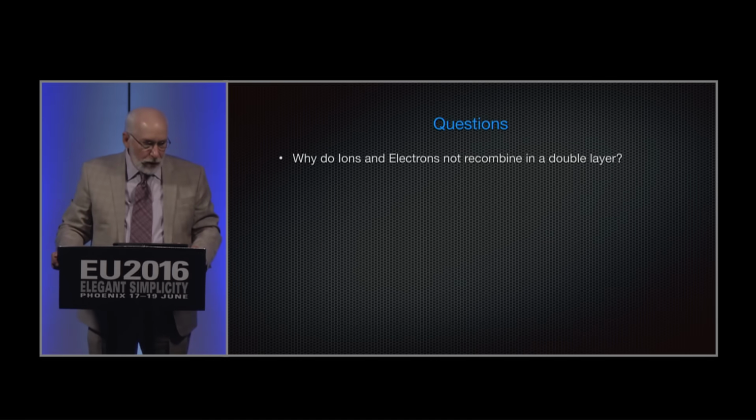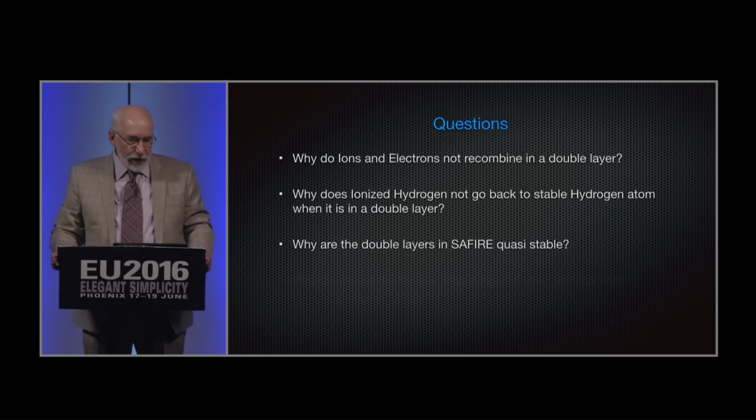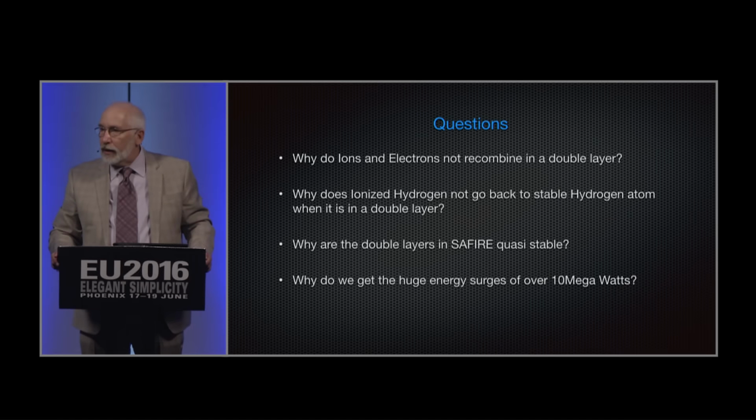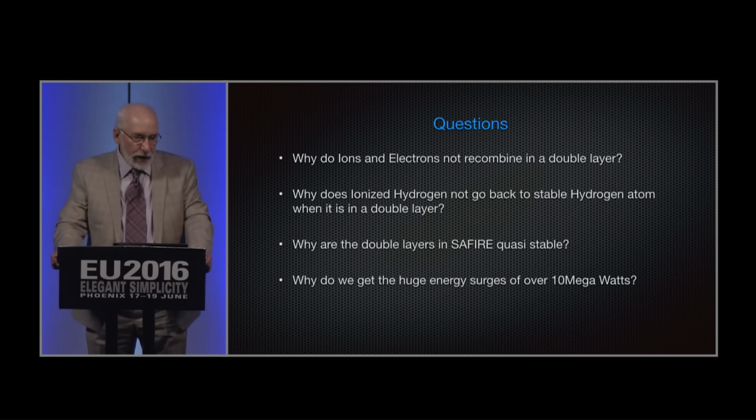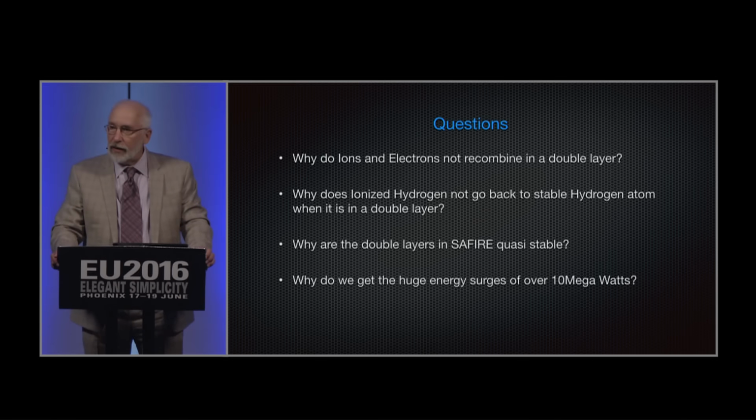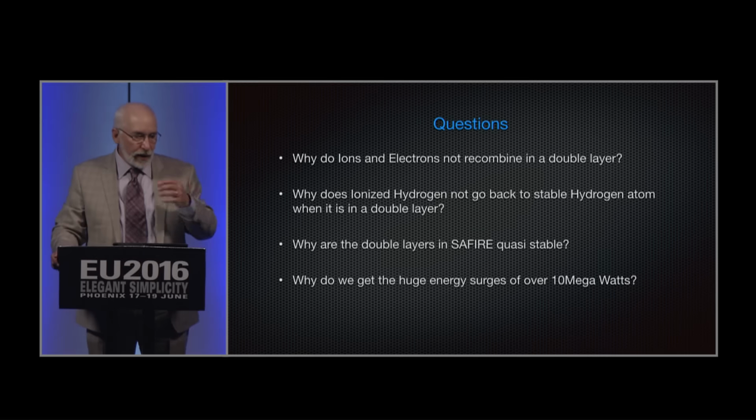and questions that we have. Why do ions and electrons not recombine in a double layer? Why does ionized hydrogen not go back to a stable hydrogen atom when it's in a double layer? What is the mechanism? What's the process? Why is it staying like this?